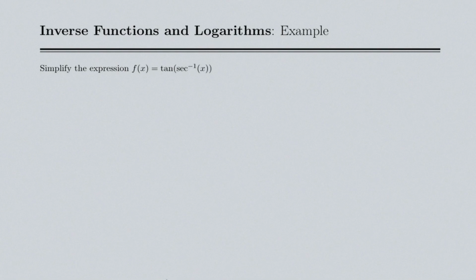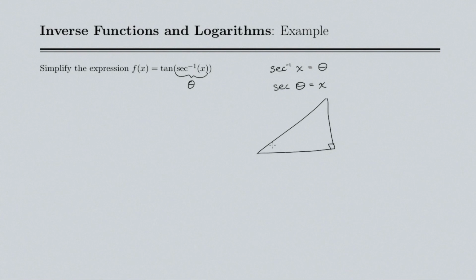When we have inverse trigonometric functions, like the arcsecant here, we think of those as angles, call it theta. So this means that secant inverse of x equals theta, and we can rewrite this as secant of theta equals x. And what this does for us is it allows us to draw a triangle based on this relationship. We have an angle theta, and secant is hypotenuse over adjacent. So we'll call that x and 1.